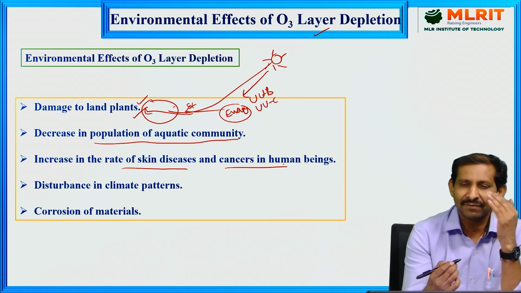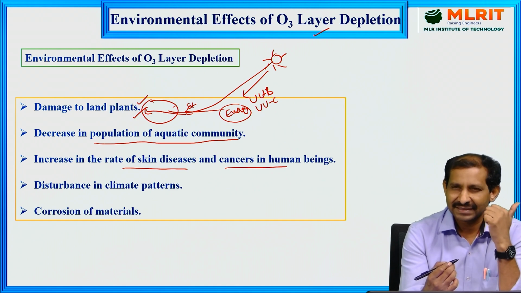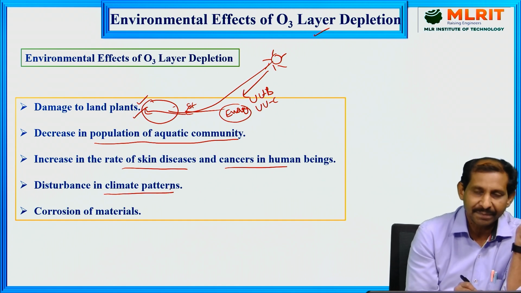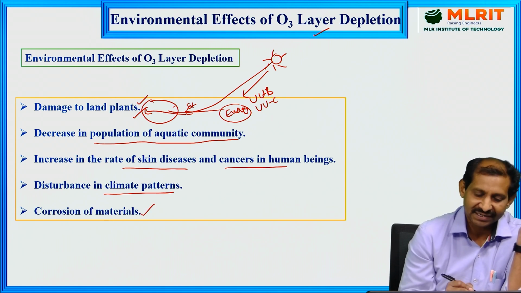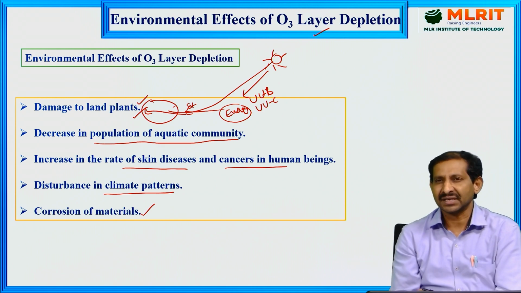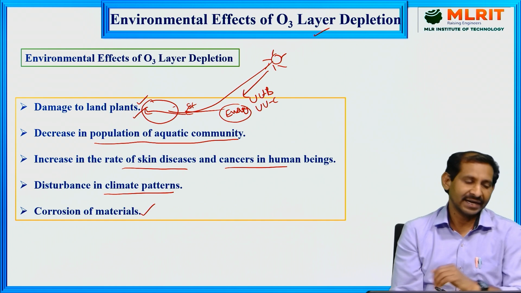So directly falling down, the UVB radiation on the skin means the skin cells will be slowly destroyed. And disturbance in climate patterns: climate patterns will be disturbed. Corrosion of materials: whatever materials we are using for the different industries are slowly corroded. These are the effects of the ozone layer depletion.